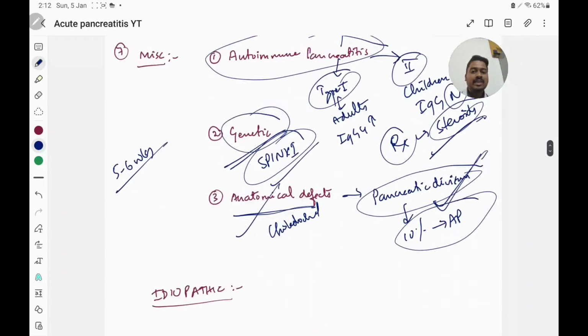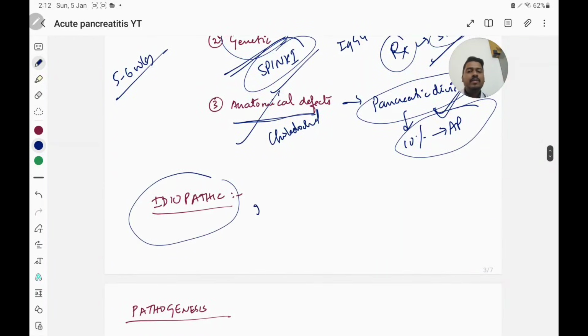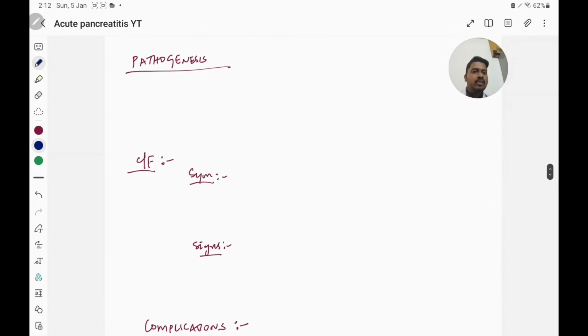Most of these things are only asked. Okay, so the other 25% are idiopathic, where you can't identify any cause, and this has poor prognosis, and they'll go into recurrent pancreatitis again and again. Okay, next. So what is the pathogenesis?